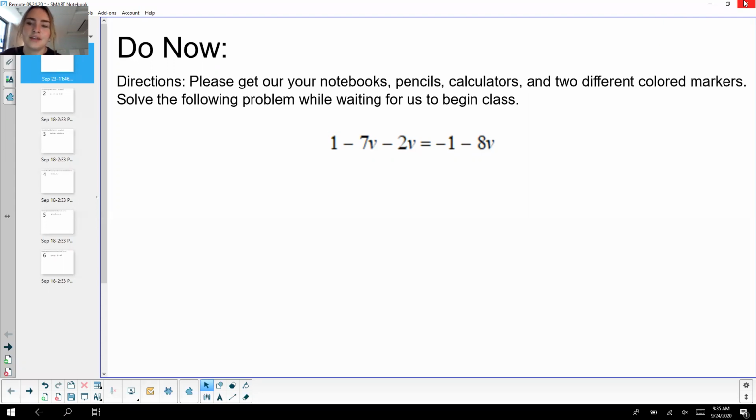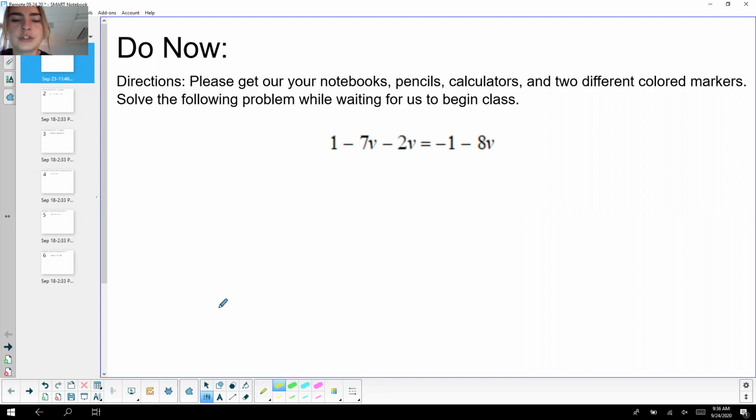Or you can go ahead and use 2 different colors. So this says solve the following problem while waiting for us to begin class. So hopefully at this point you have this one written down. So we're gonna go ahead and get started. I've got 1 minus 7v minus 2v equals -1 minus 8v.